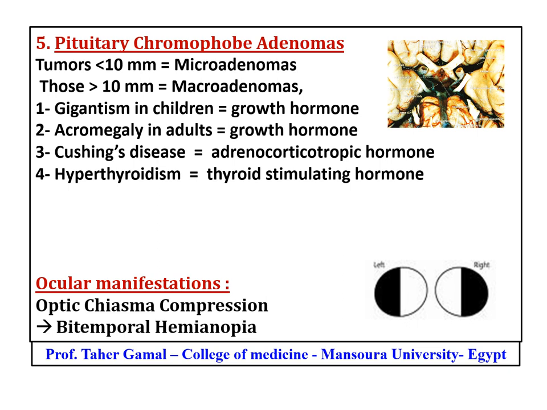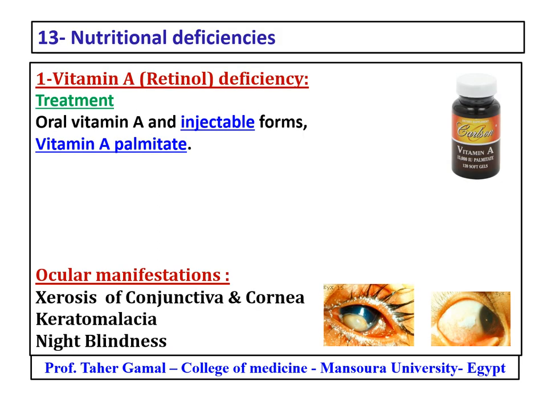The general manifestations of the body: gigantism in children, growth hormone; acromegaly in adults, growth hormone; Cushing disease, adrenocorticotropic hormone; hyperthyroidism, thyroid stimulating hormone. The ocular manifestation of the pituitary adenoma is optic chiasma compression leading to bitemporal hemianopia.